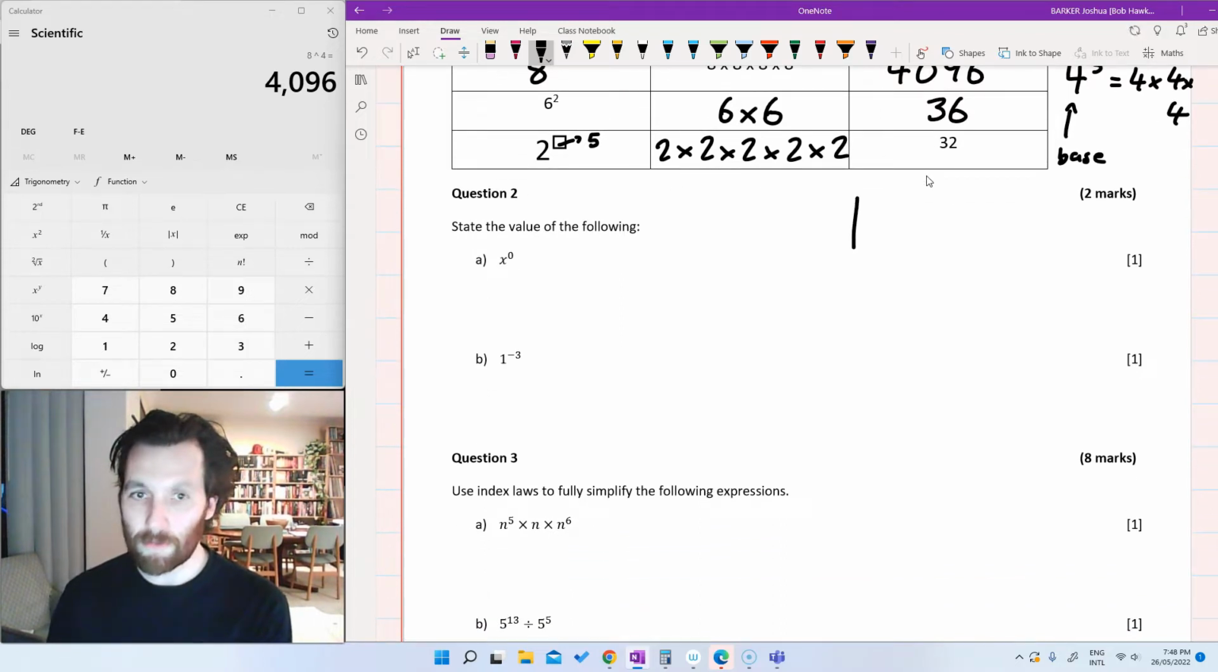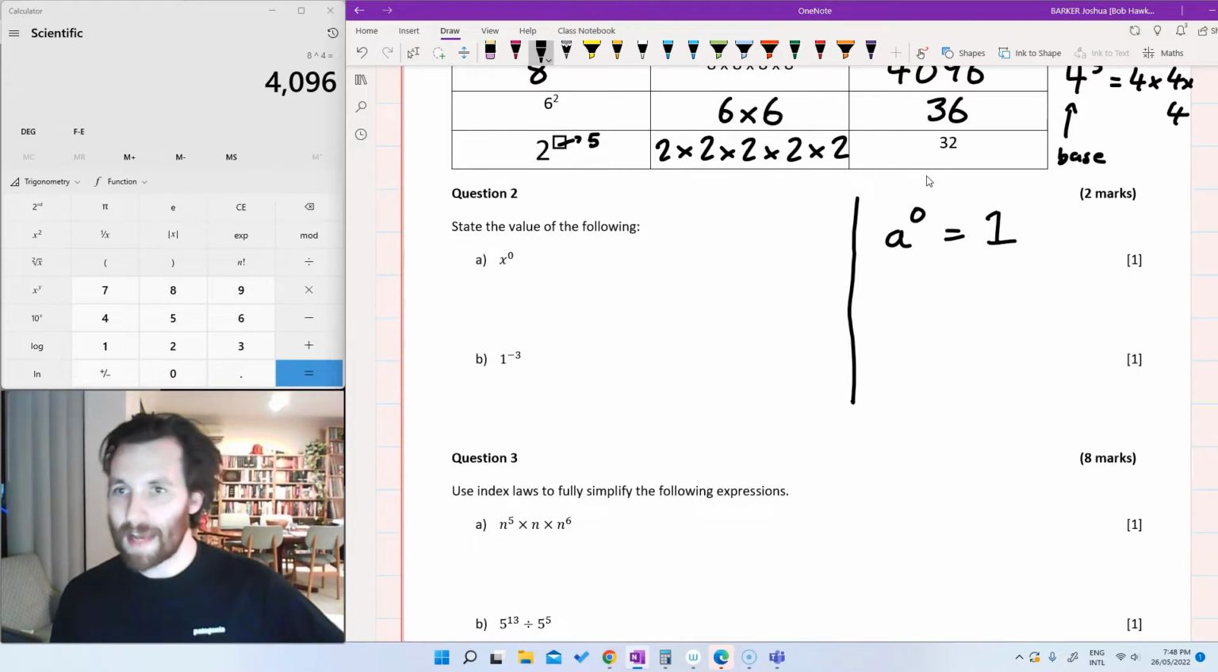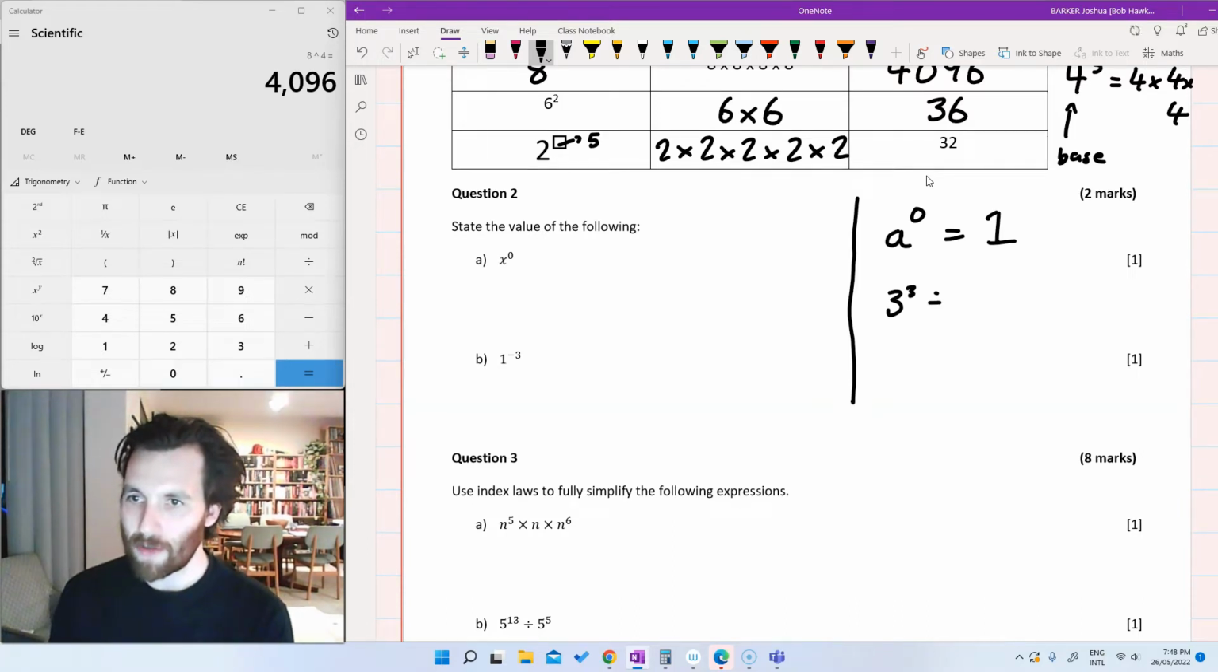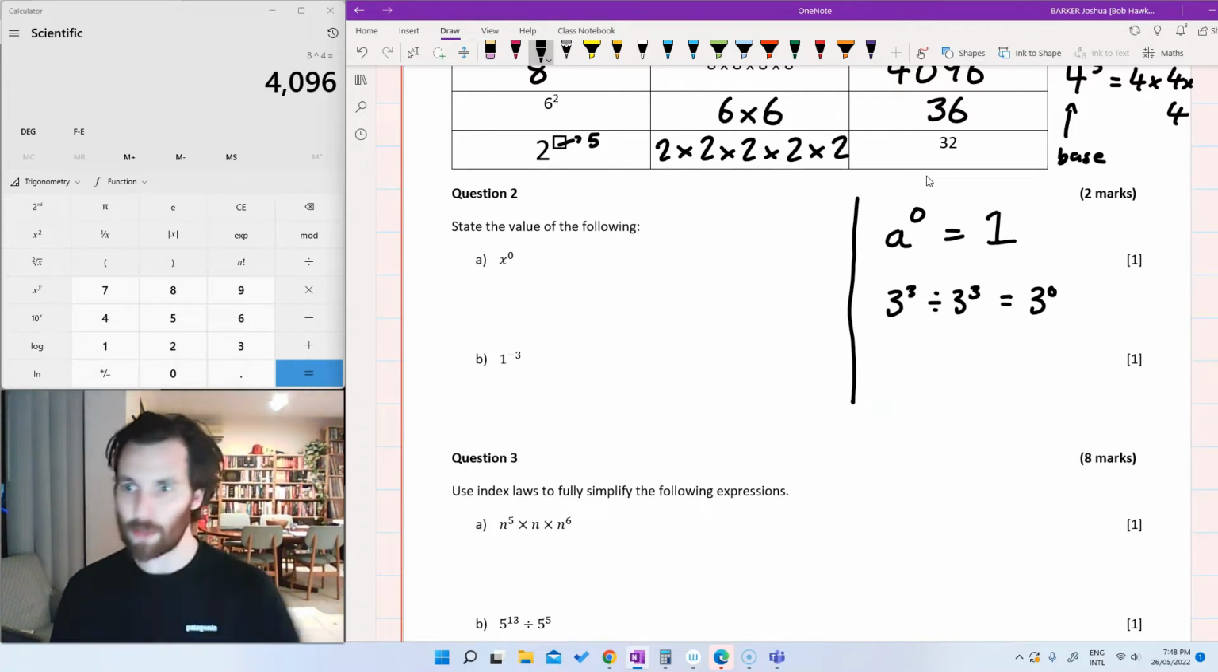Okay, question number 2. For the first part, we need to use a little bit of what we know about the 0 index. One of our index law properties is that anything to the power 0 is equal to 1. The reason for that is if I had, for example, 3 to the power 3 divided by 3 to the power 3. I'm jumping ahead using index law 2 here, but I hope that's okay. If I use index law number 2, 3 take away 3 is 0, so that simplifies to 3 to the power 0.